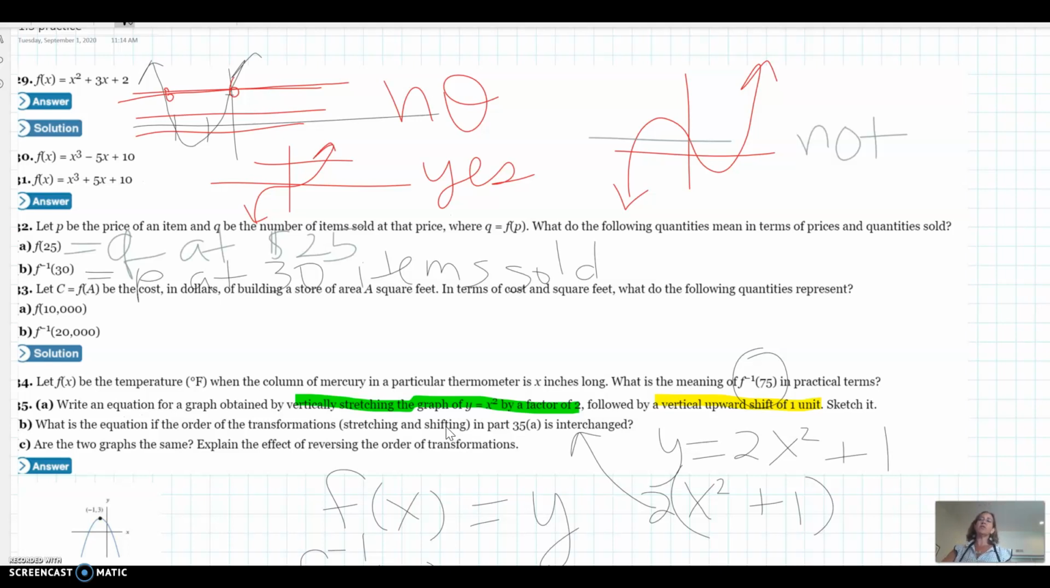So the order in these transformations does matter. And the effect of reversing the order of transformation is actually going to shift it, if I distribute this 2, shifts the whole thing up a little bit higher by changing the order.